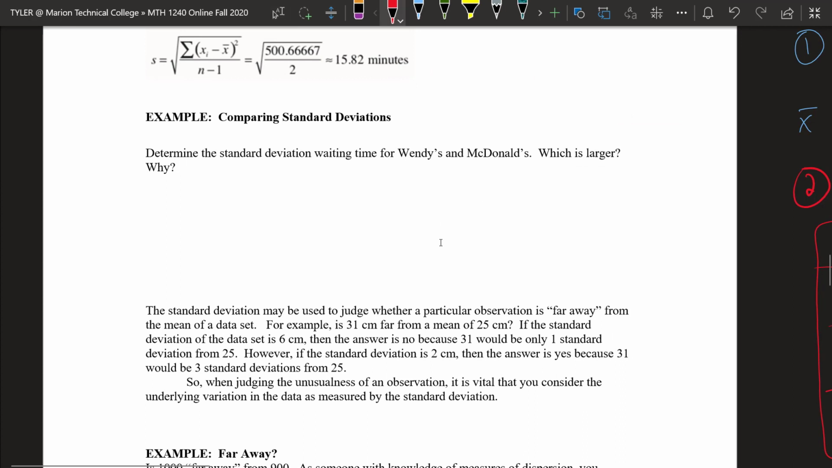Right, so we can fill this out, right? So these are for samples, so I would use S, right? So the S sub Wendy's was equal to 0.738, we'll say, and this would be in minutes. And then S sub McDonald's was equal to 1.265 5 minutes, right? So it says which one's larger, right?